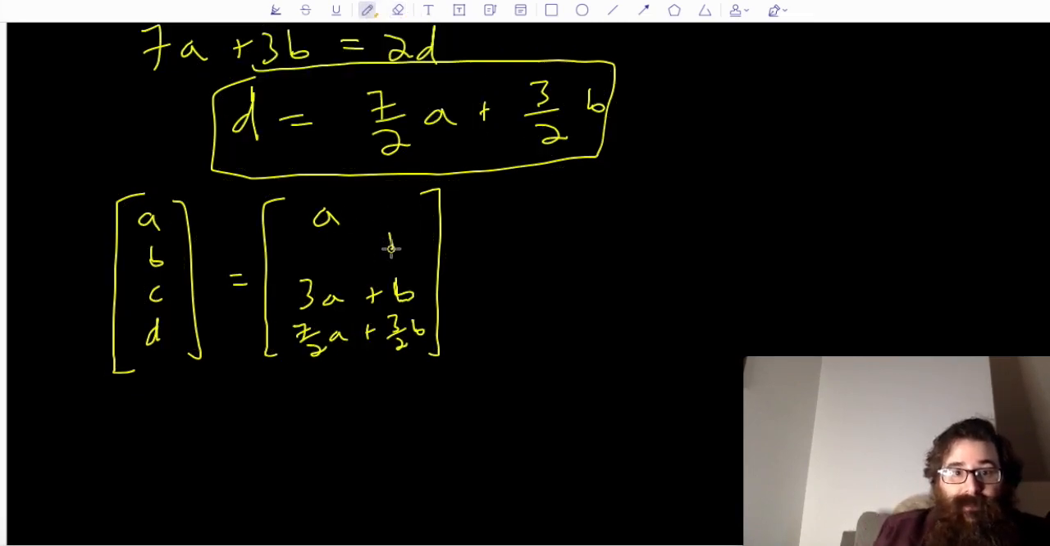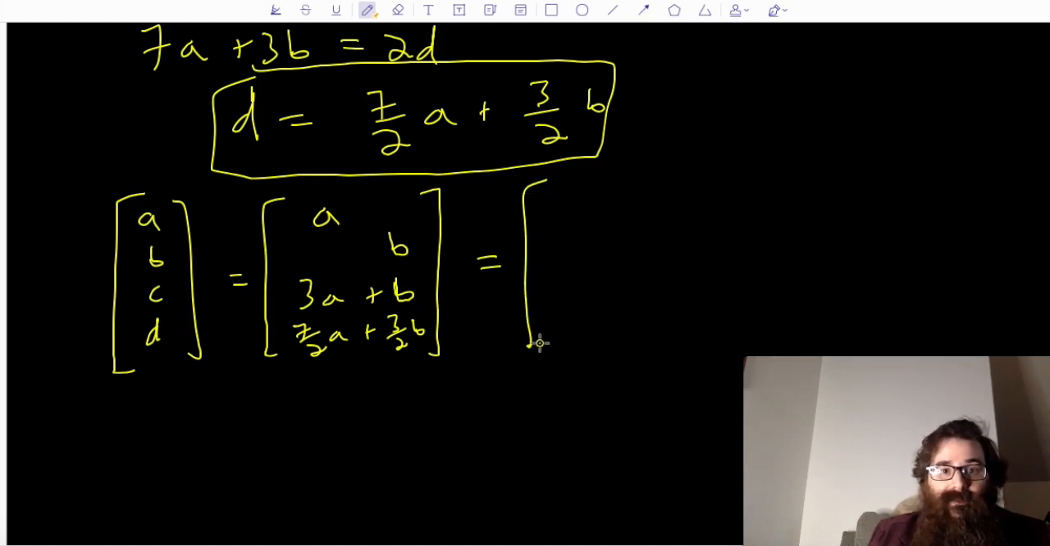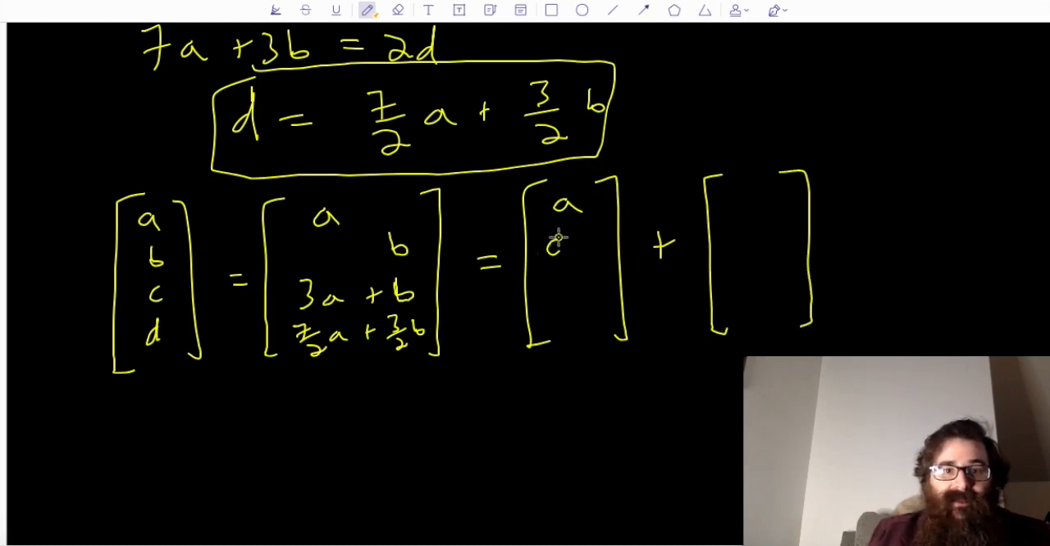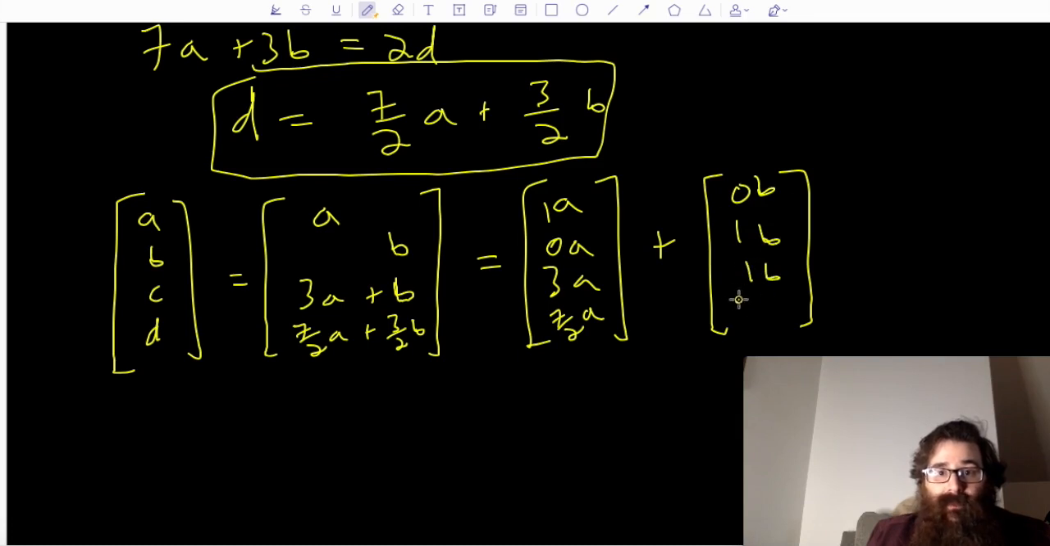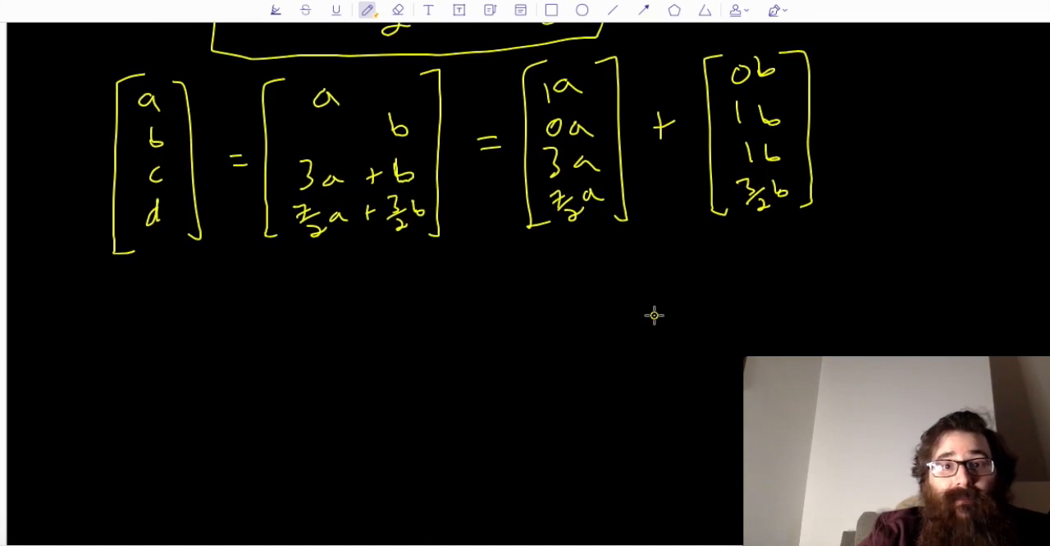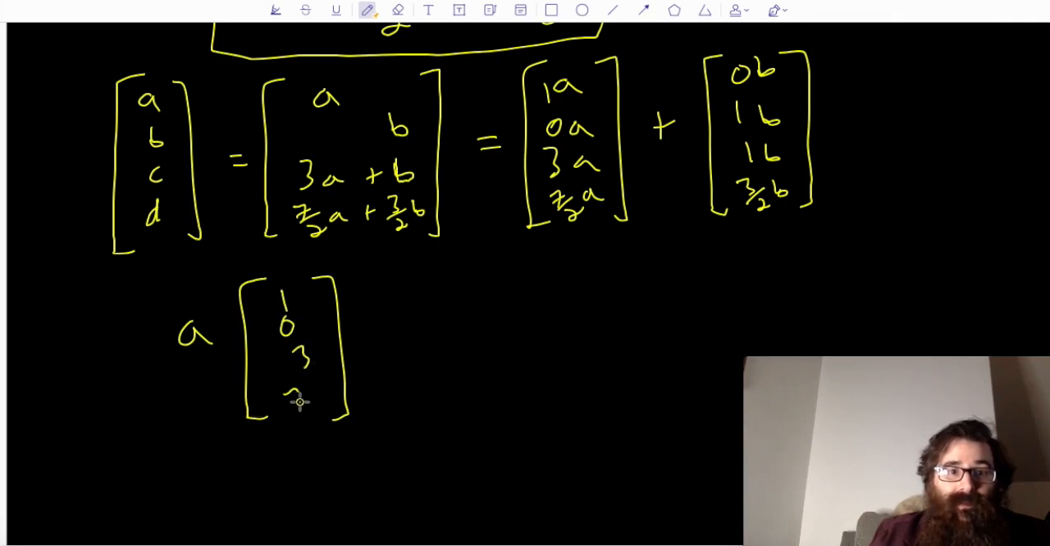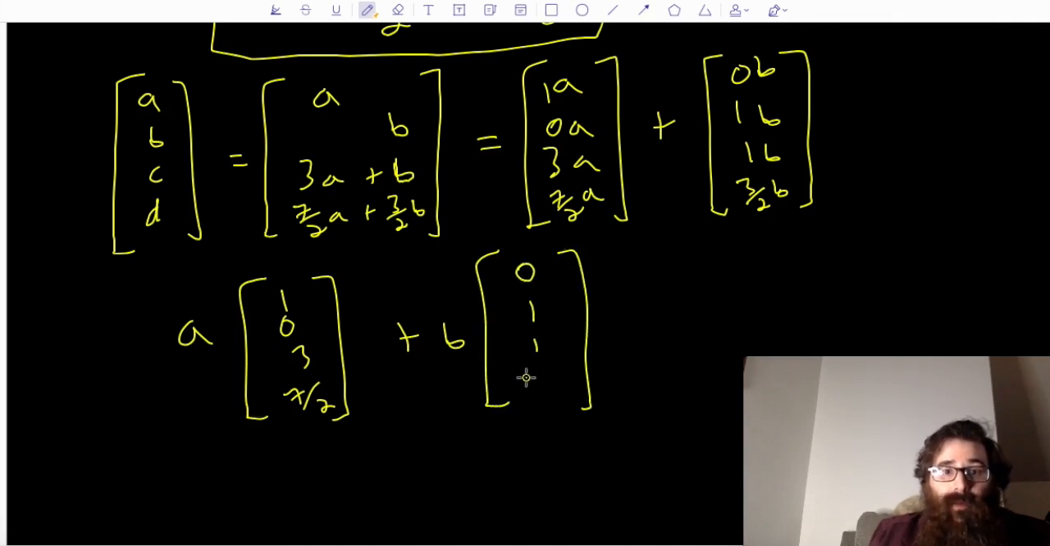I'm going to do, so B is B, but I'm going to write it over here. So you can kind of see what I'm going for, because I can now split this into 2 vectors. Right, 1 vector relying on A plus 1 vector relying on B. I'm going to have A and then 0A, and then 3A, and then 7 halves A. Think of A like 1A. And then for the next vector, on B, we have no B, so 0B, 1B, 1B, and then 3 halves B. And I can bring out A and B as scalar weights. So A times numerical vector 1, 0, 3, and then 7 halves, plus B times numerical vector 0, 1, 1, 3 halves. So I can describe this with a spanning set.